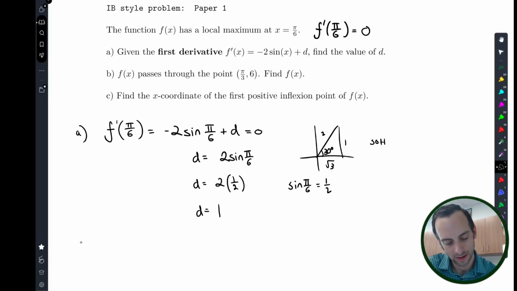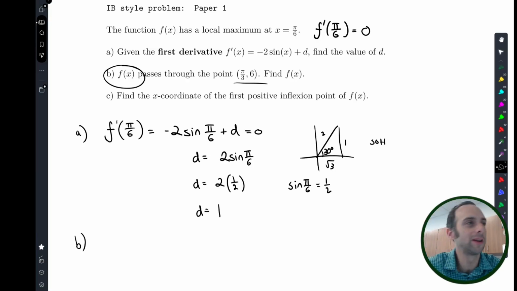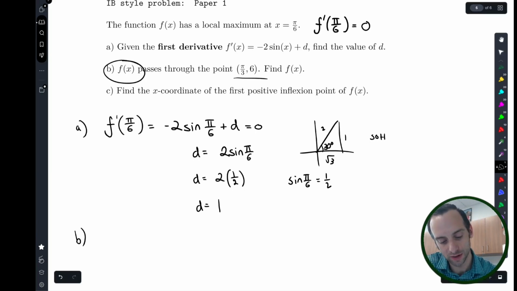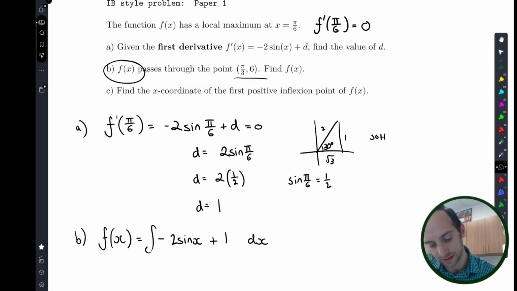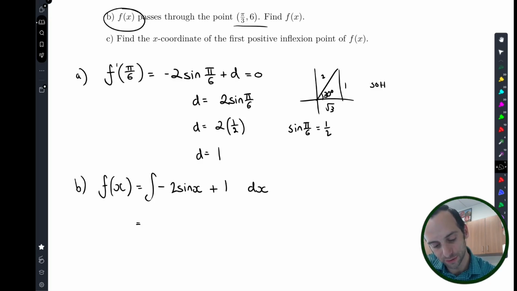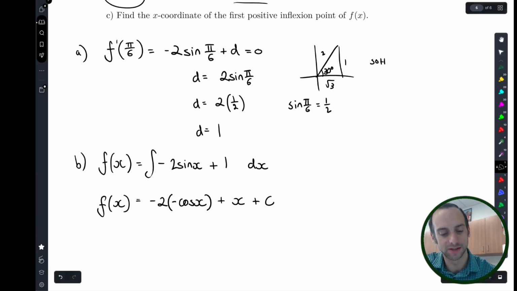Okay? In part B, we're told that the original function f of x passes through this point pi over 3, 6. And we're asked to find what that function was. So this is where we need to use the integration we just learned. We know that f of x is the integral of negative 2 sine x plus our d value of 1. Okay, if we do this integral, the integral of sine is negative cosine. So this will be negative 2 times negative cosine x plus the integral of 1, which is just x, plus that arbitrary constant c. Okay?